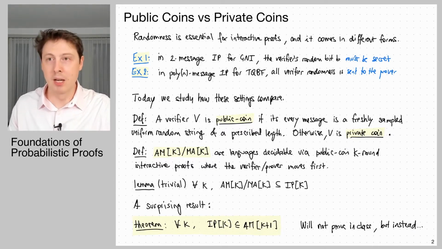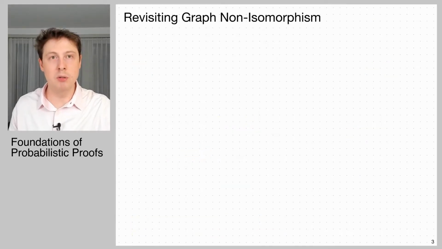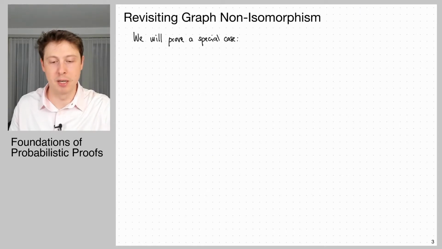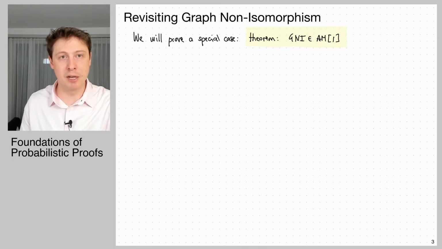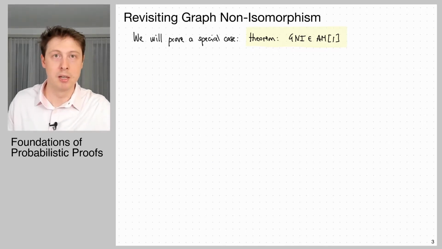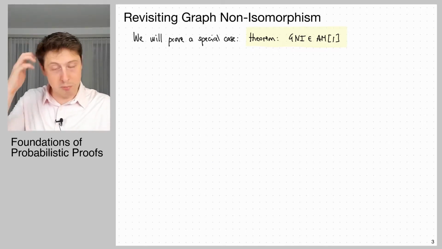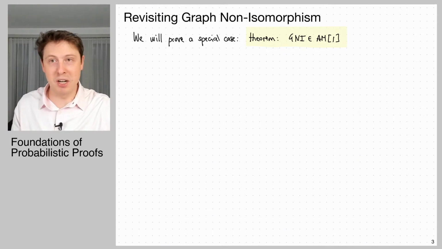Okay, so what we will do today is we're going to revisit the special case of graph non-isomorphism, and we will prove that we can actually exhibit a 1-round or 2-message public coin interactive proof for graph non-isomorphism. Okay, this should be an intriguing result, right? It's totally not clear how we're going to do that.